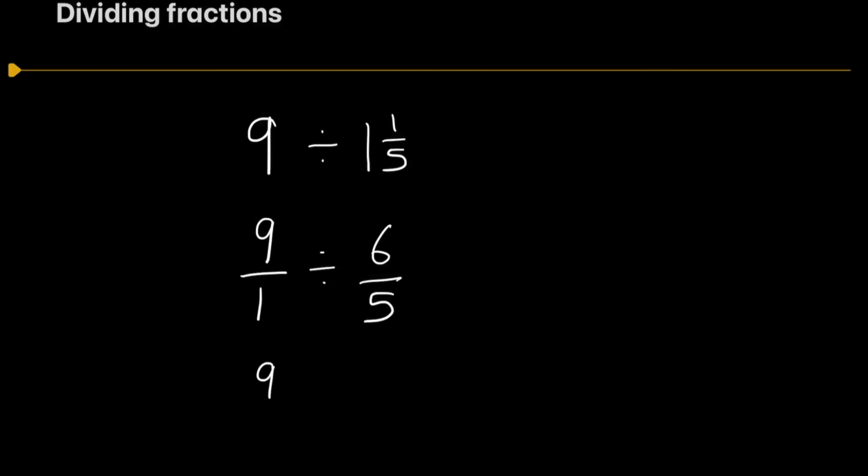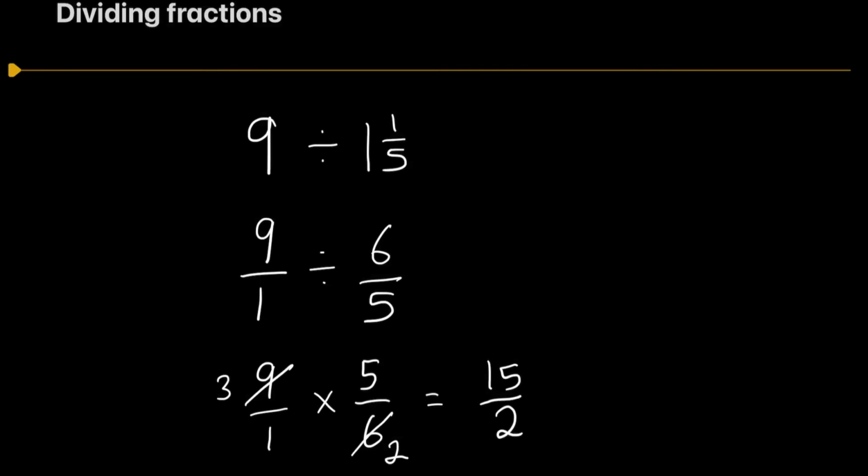So it'll be 9/1 multiplied by the reciprocal, which is 5 upon 6. So 6 can be divided by 3. So 3 into 2 is 6. 9 divided by 3 is 3. So you would get 15 upon 2.